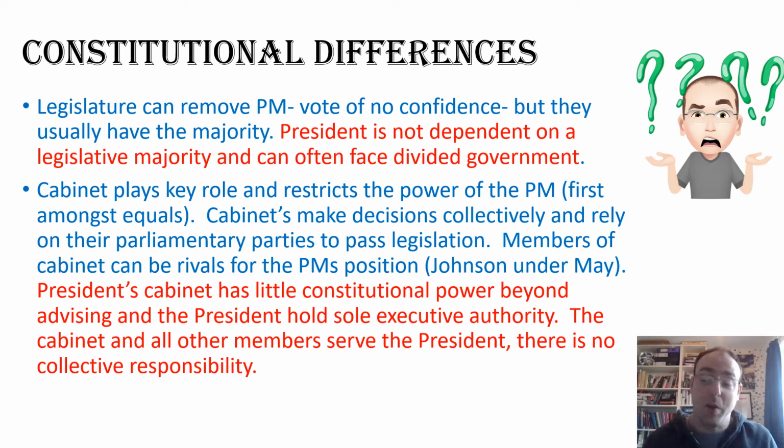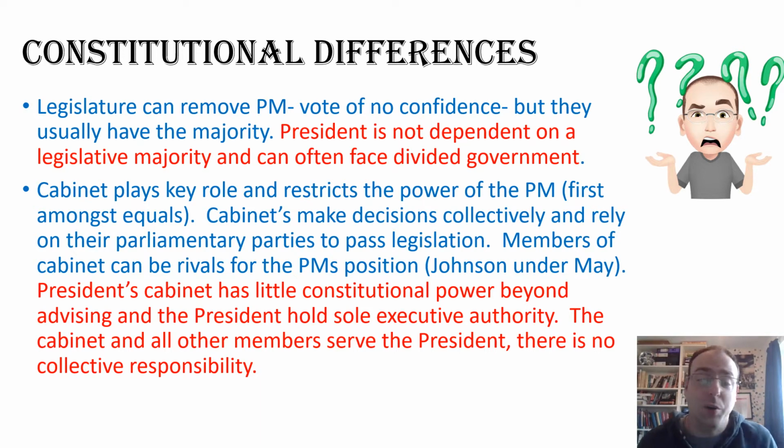Now, one of the things the British Prime Minister immediately comes up against is the fact that their legislature in the House of Commons can actually remove them through a vote of no confidence. And they usually have a majority, and therefore a vote of no confidence is very unlikely to pass.